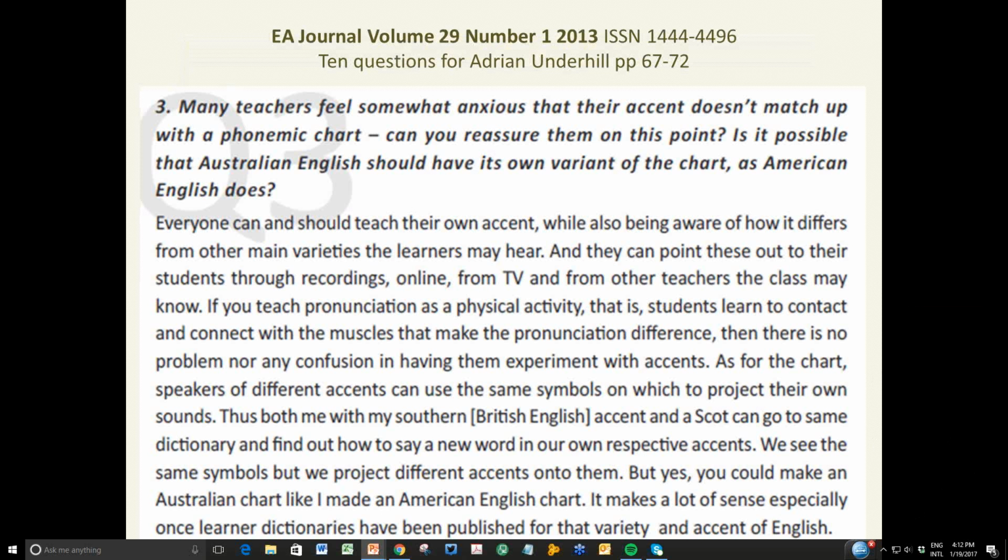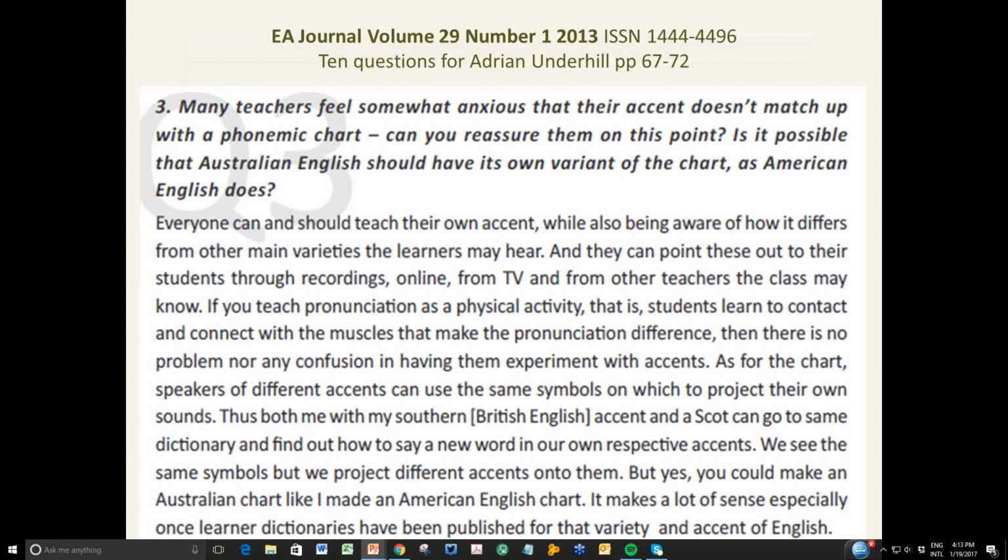Let's see if we can get onto that. So I'll leave you to read that in your own time later, but I thought that was quite reassuring. At the end you can see he talks about making an Australian chart, but I find that quite difficult. Later you'll see the chart, well, not a chart actually, just a list of some of the symbols, and they're very complex. They reflect the wide variations in Australian English.